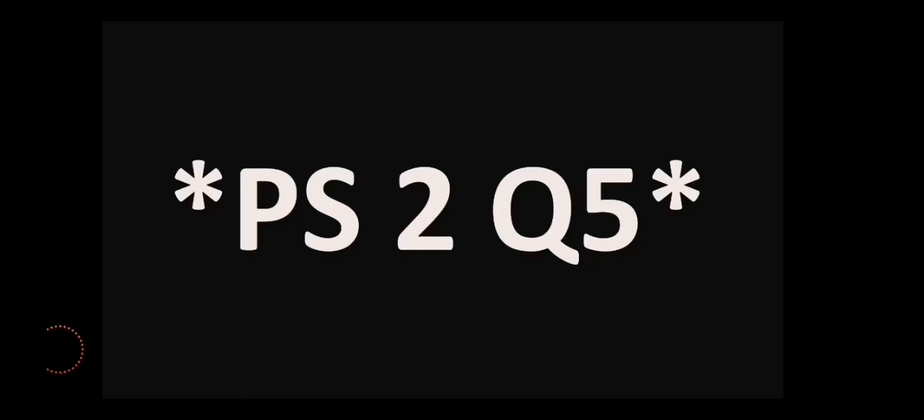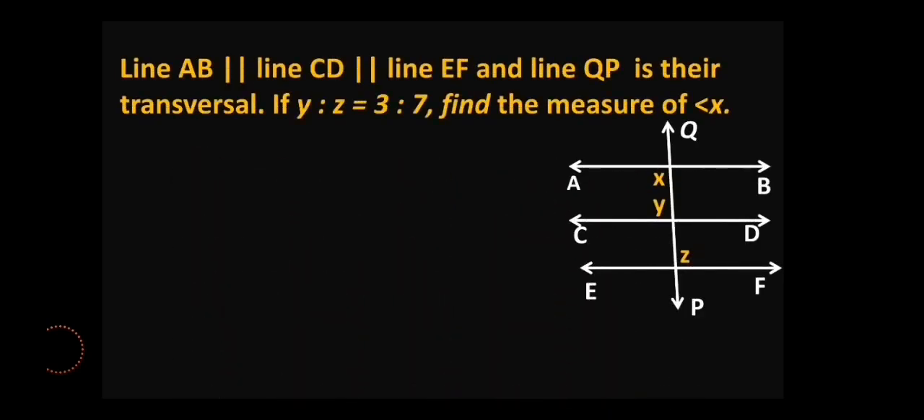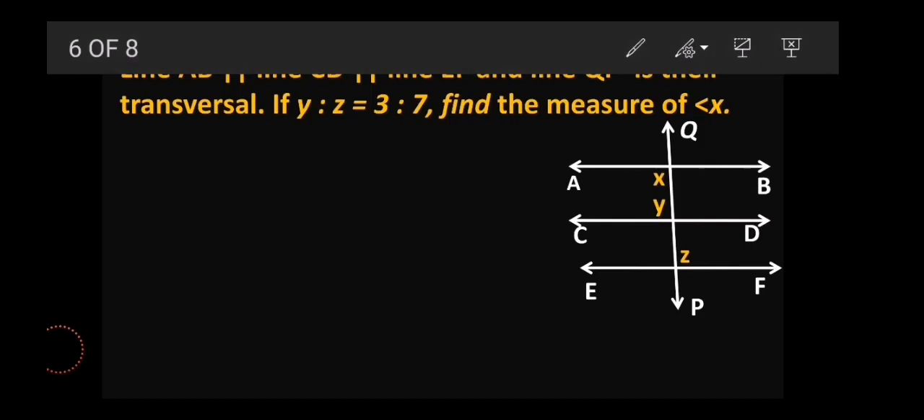Let's move on with question number 5 now. What does the question say? The question says 3 lines are given and all these 3 lines are parallel to each other. Great. QP is the common transversal, and a ratio is given.